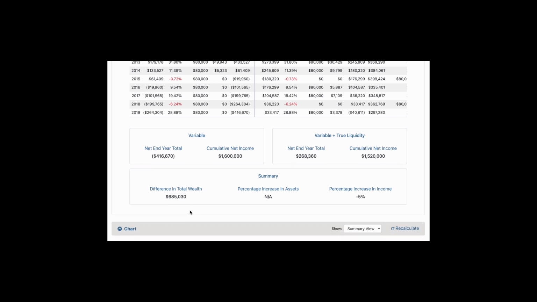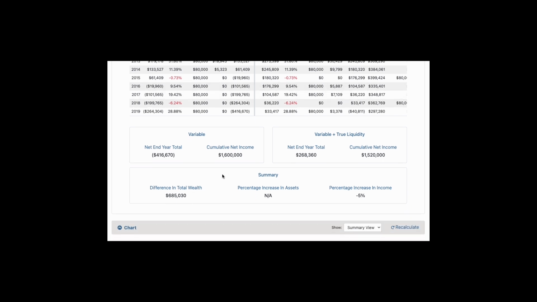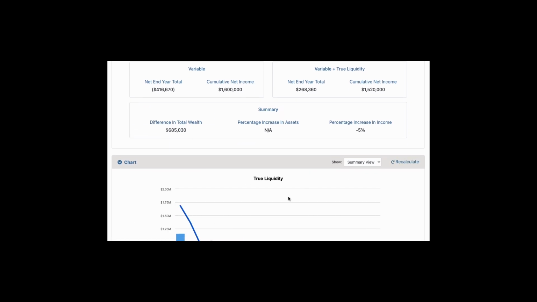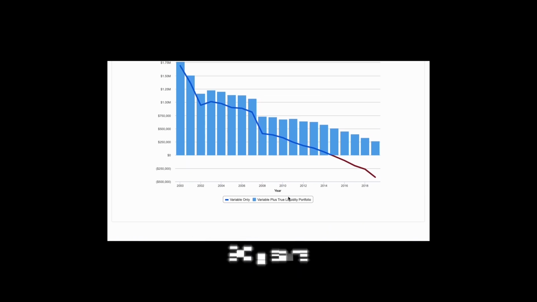And you can see at the very end, the true liquidity bucket, the two bucket system actually has a difference of $685,000. And this is what it basically looks like at the end of those 2 years. You have a negative 416 in this particular account, and the other one has a positive $268,000.